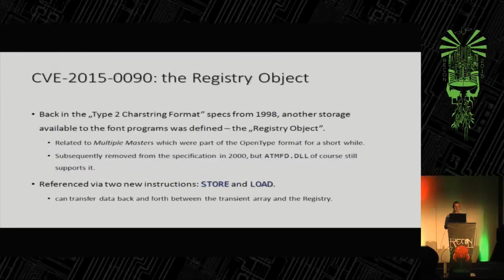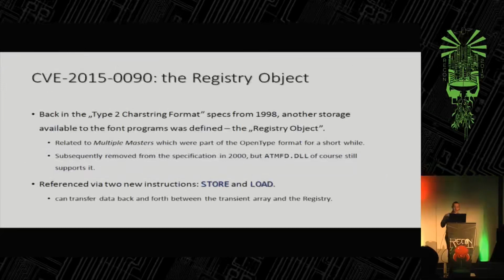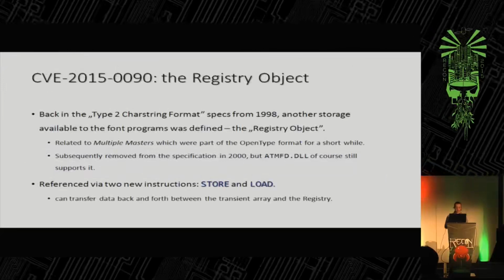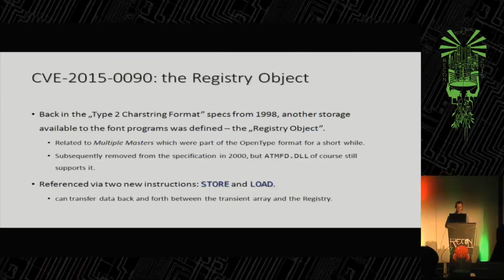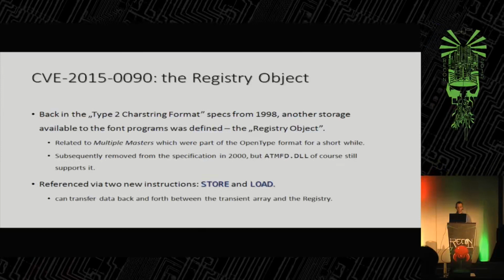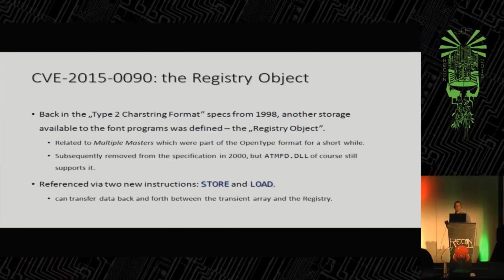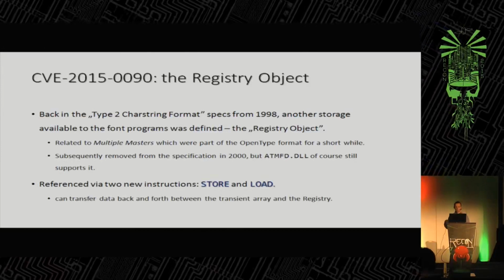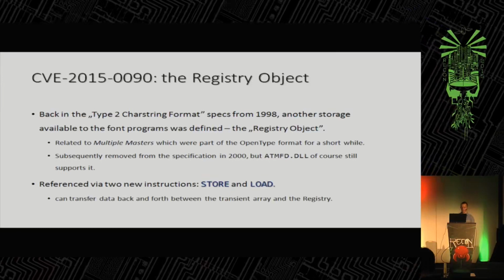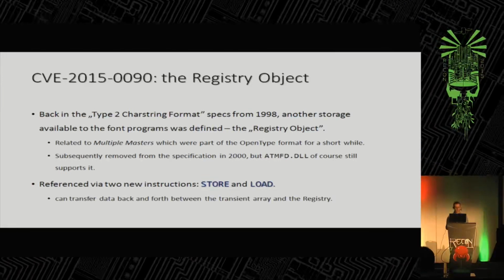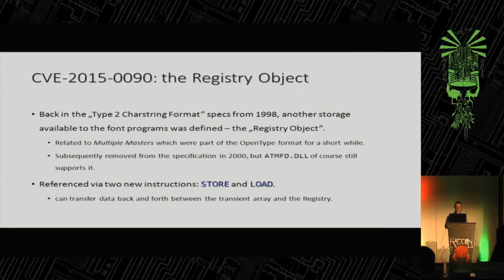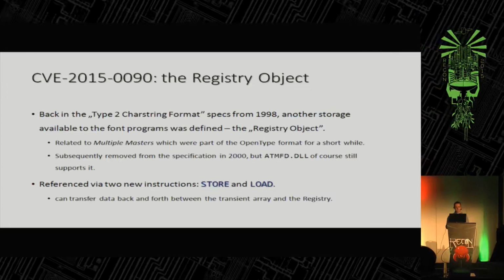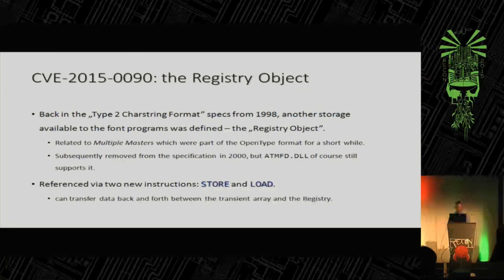In order to understand the vulnerability, we also have to look back at a very old specification from 1998, where the registry object was defined. A registry object is also related to multiple masters, which, by the way, were being introduced to the OpenType format for a while, but since it failed, they dropped the idea. It was subsequently removed from the specification in 2000 with all of the other multiple master related things, but of course ATMFD still supports it.